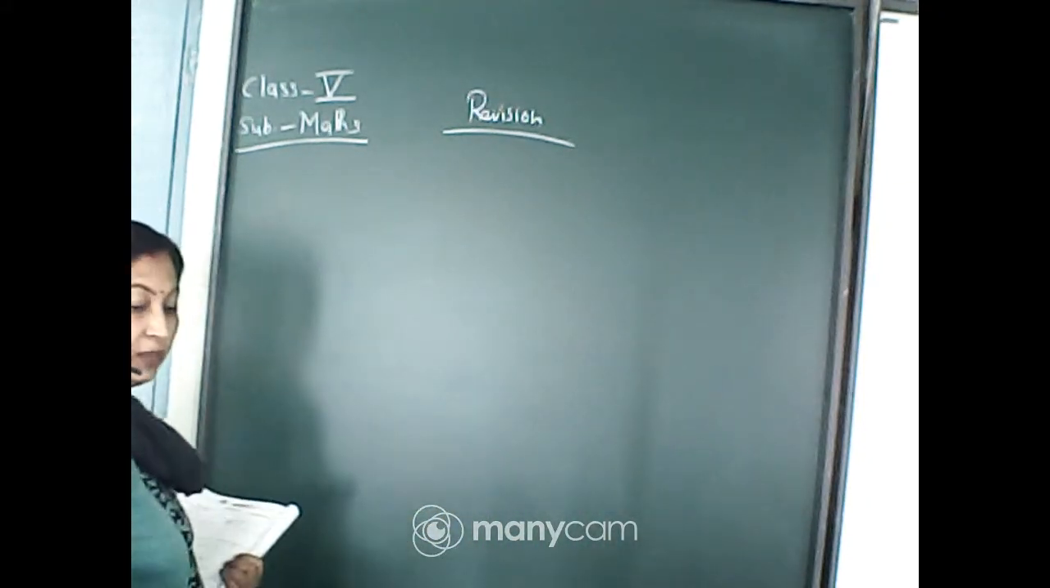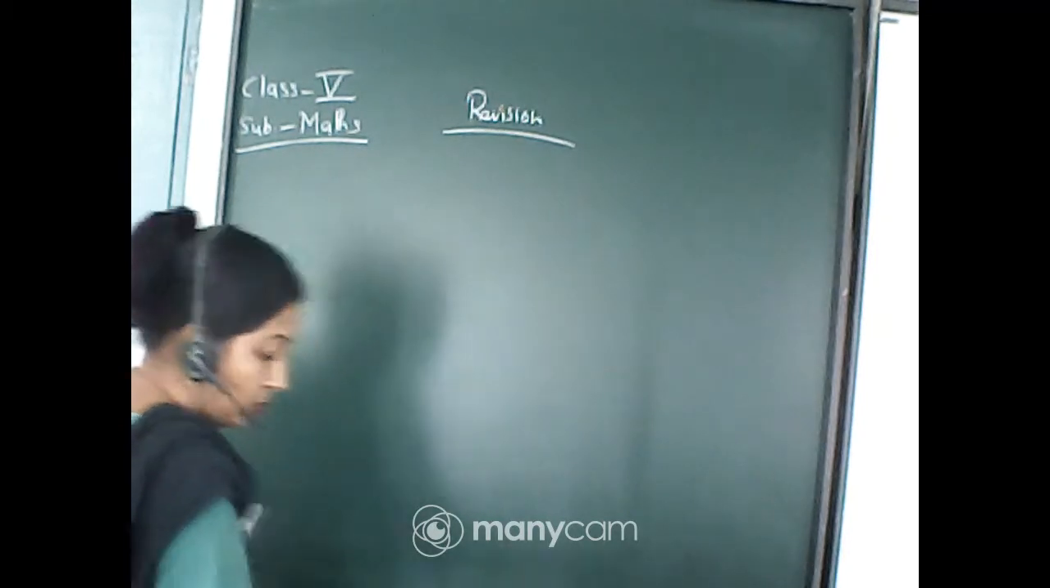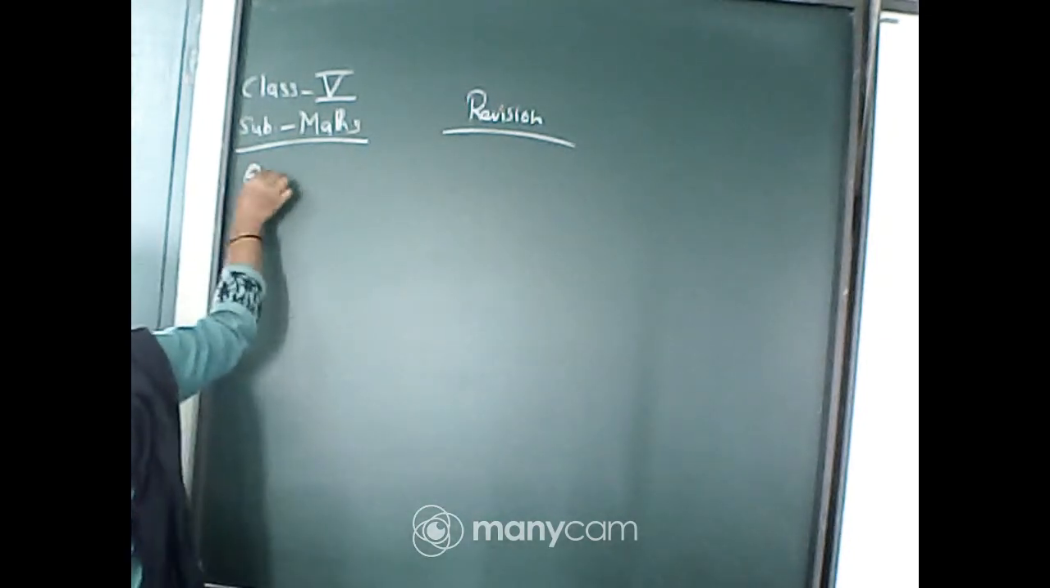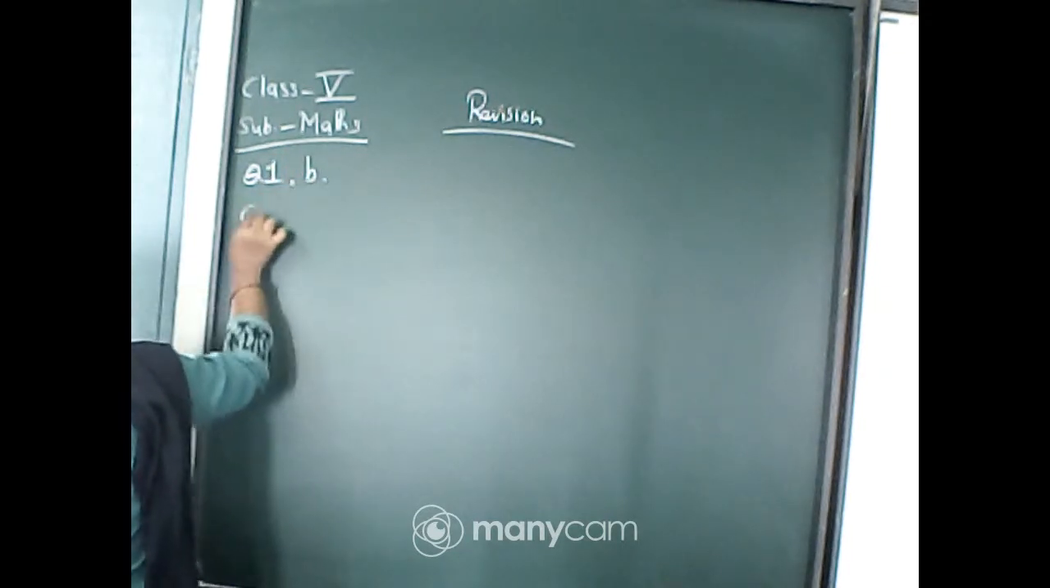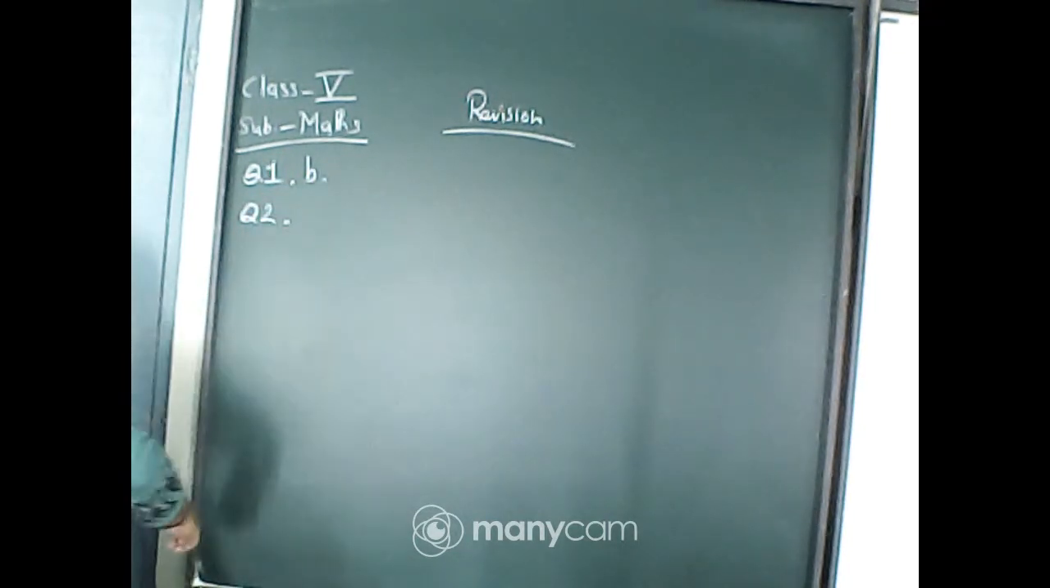For question number 1, I am not writing the question because it is already in your book. Okay, so I am not writing the questions, only I am writing the answers. For question number 1, it is option number B. Now come to question number 2.